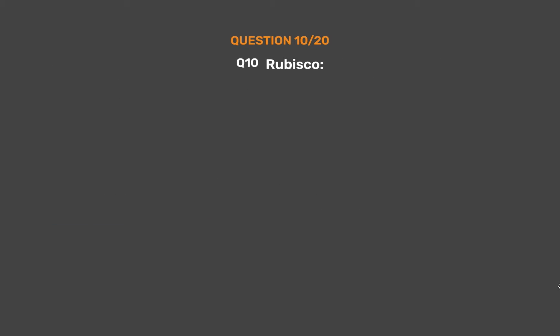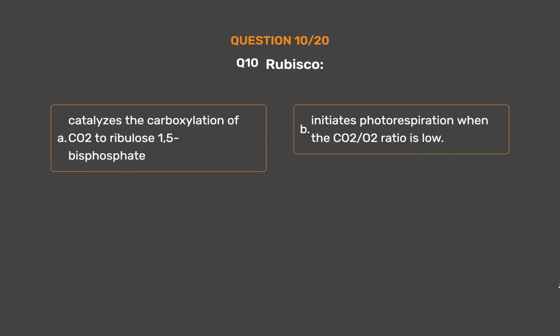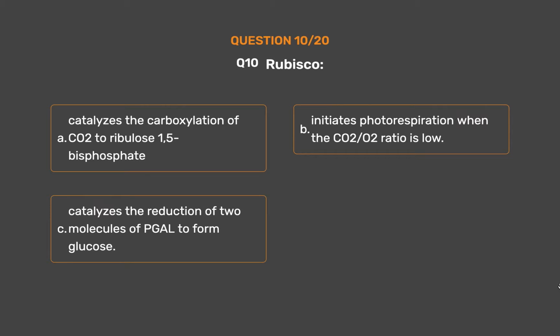Question number 10. Rubisco. Option A. Catalyzes the carboxylation of CO2 to ribulose 1,5-bisphosphate. Option B. Initiates photorespiration when the CO2/O2 ratio is low. Option C. Catalyzes the reduction of two molecules of PGAL to form glucose. Option D. A and B but not C.